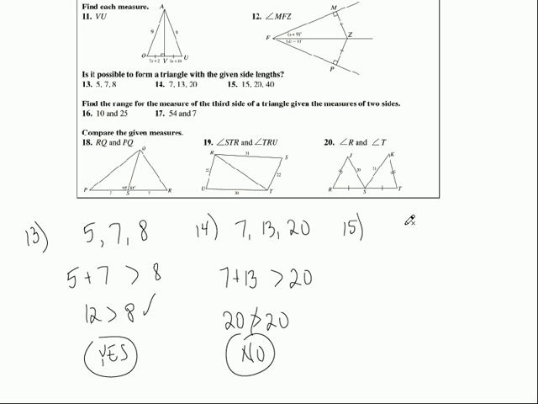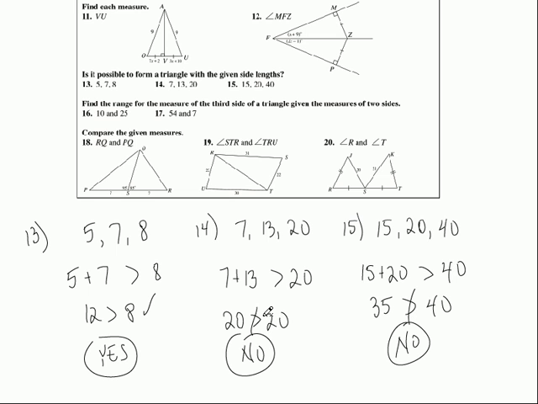15. I've got sides 15, 20, and 40. Take the two shorter ones. In this case, it's 15 and 20. So 15 plus 20. If I add those up, they should be greater than 40. Let's see if it is. Well, if I add those up, that's 35. Is 35 greater than 40? No, it's not. So no.